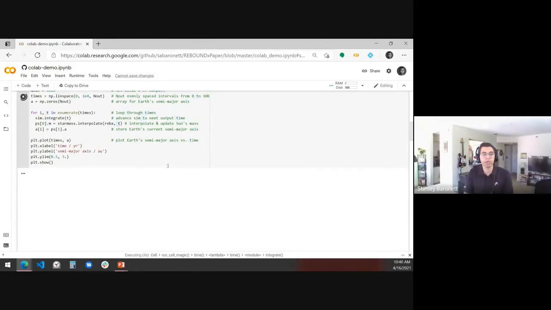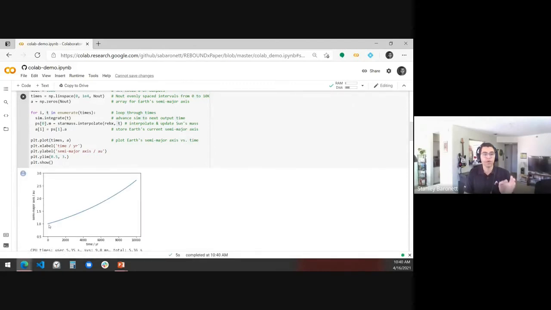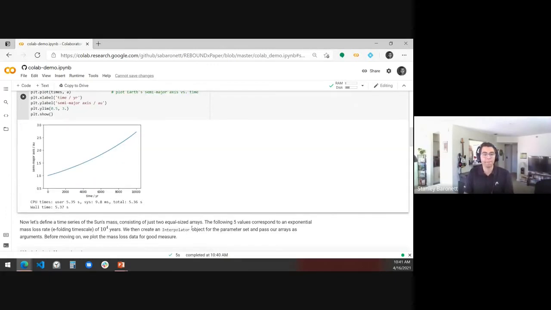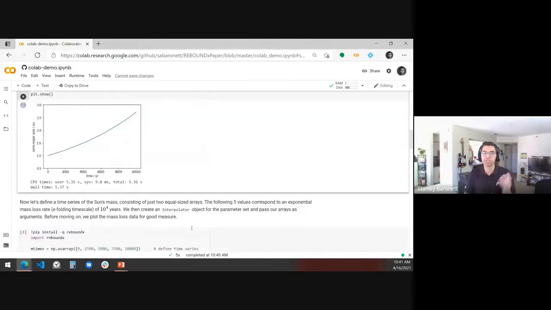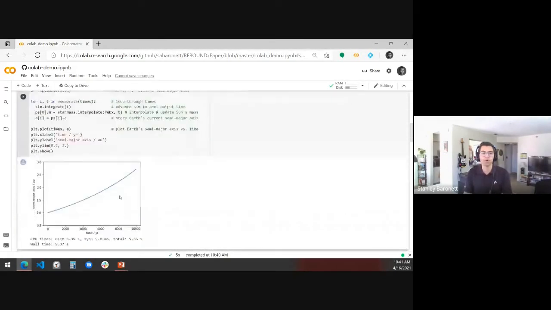a couple seconds again, and then we should see in a moment, and there you go. And so you could see that the Earth, as we expected, adiabatically expands outward in concert with this mass loss out to about the factor of e by the end of this 10,000 year simulation. And you can see it was very easy, just a couple lines of code to implement.